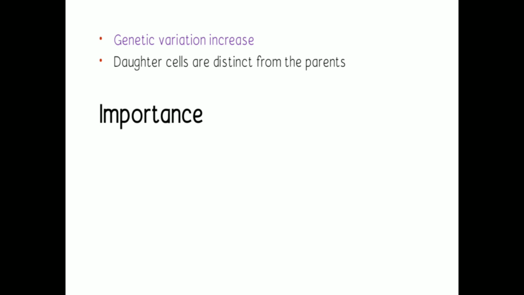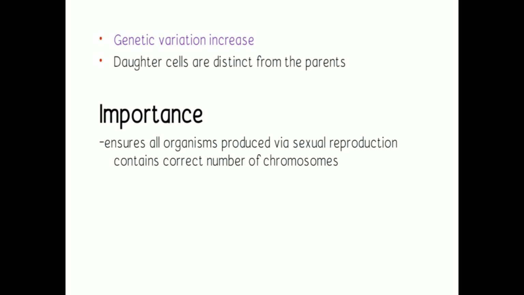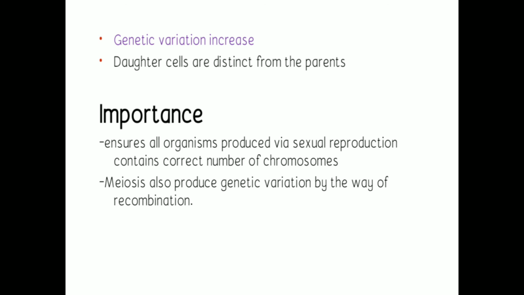The importance of meiosis is that it ensures all organisms produced via sexual reproduction contain the correct number of chromosomes, and it also produces genetic variation by way of recombination. And lastly, it produces gametes such as the sperm and egg cells.